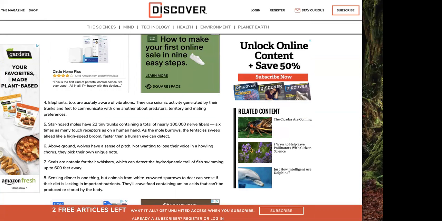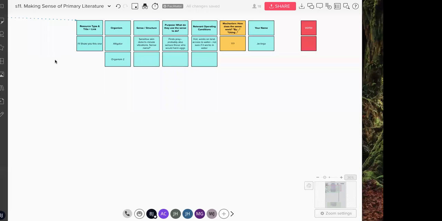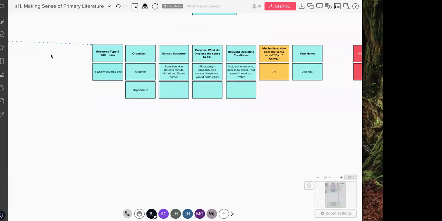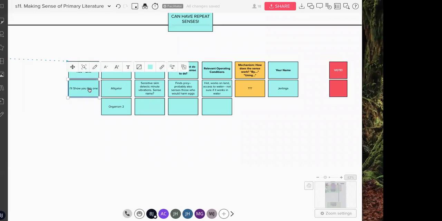So what I would do in this case, I would say, all right, let's say that was one of the best ones I found, and that was called what? 20 things you didn't know about animal senses or whatever. Okay, now I'm going to click this. Here's the place to put the link, enter the link, and now I have that here for anyone else to read.